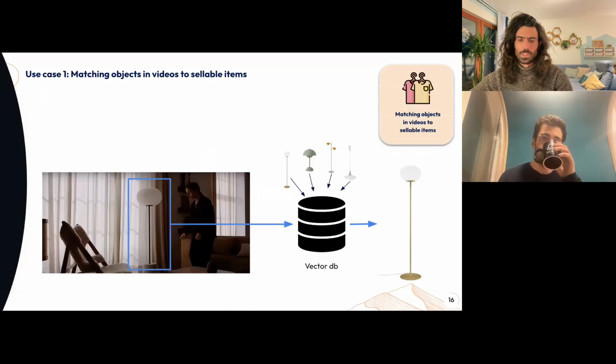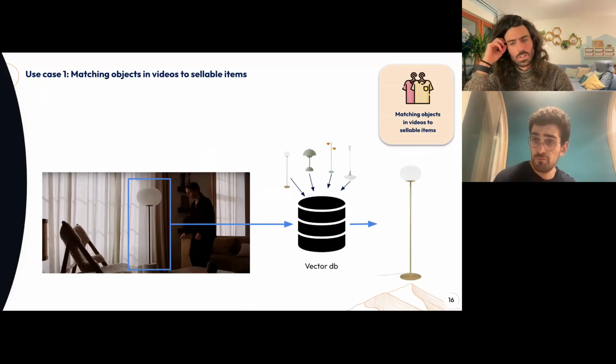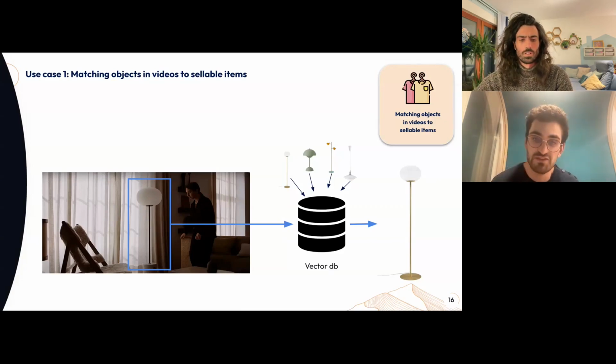Regarding the first use case, matching objects in videos to sellable items, for people who have used Google Lens before, it's quite similar. In Google Lens you can take a picture of something and it will try to find similar objects to buy. So you have a video, you detect one of the objects in the video, and compare it to a vector database which contains a lot of objects. It will then output the most similar lamp here.